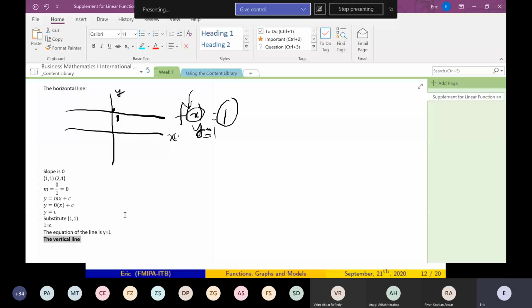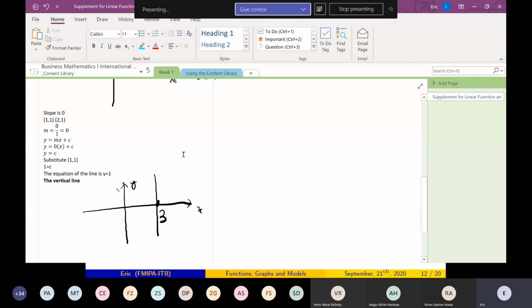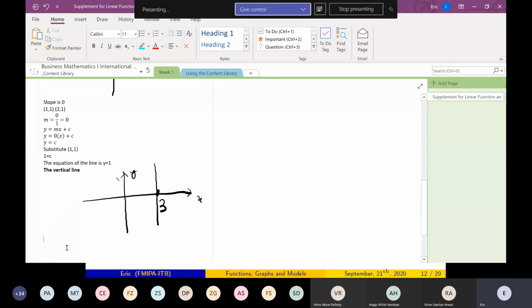So for the vertical line, I have this one. Maybe x, y. Okay, what is the slope of the vertical line here? If I want to use your high school material, I can pick two points, (3, 0) and (3, 1). It passes through (3, 0) and (3, 1).